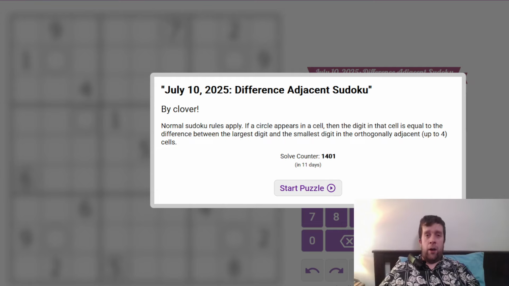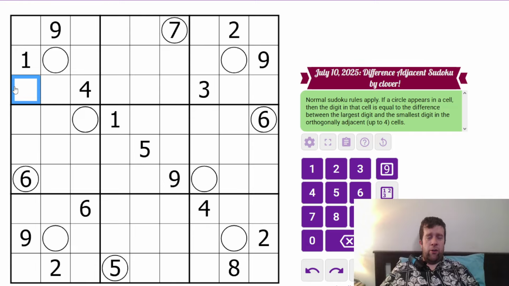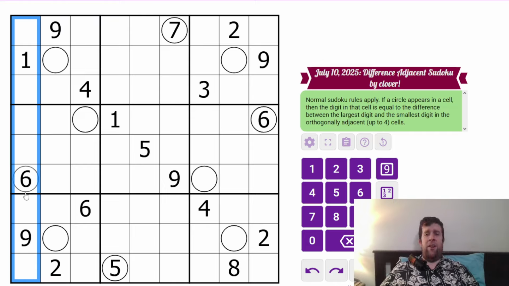That being said, I'm going to get into today's puzzle now. So, this is Difference Adjacent Sudoku. Now, I absolutely adore this puzzle. Normal Sudoku rules apply. So, each box, each row, and each column must contain the digits 1 to 9 once each.